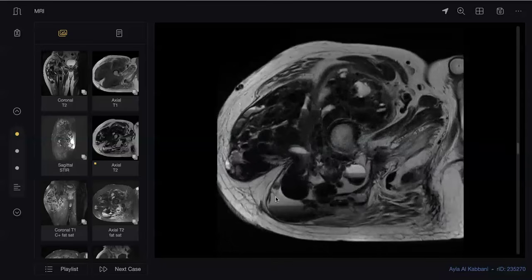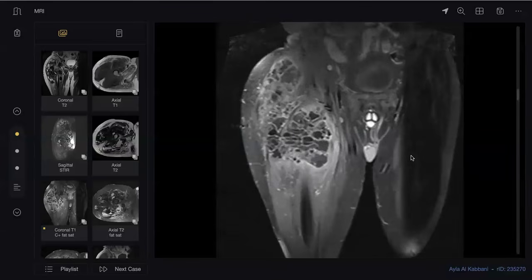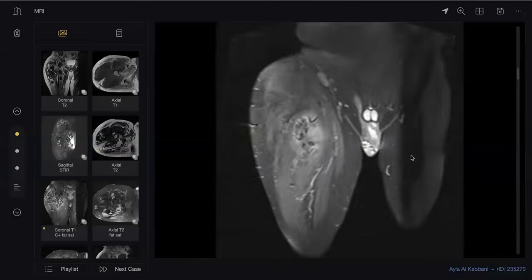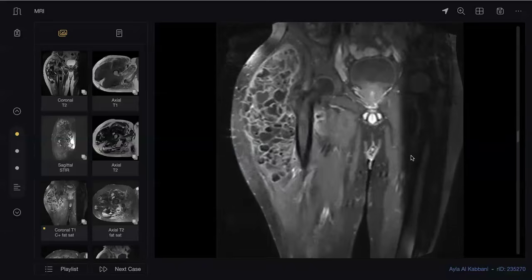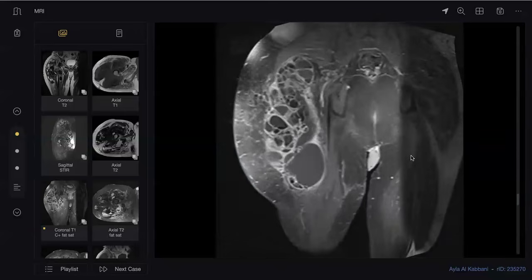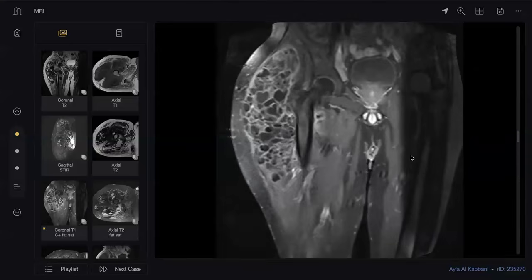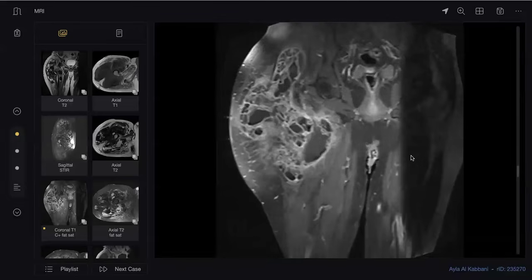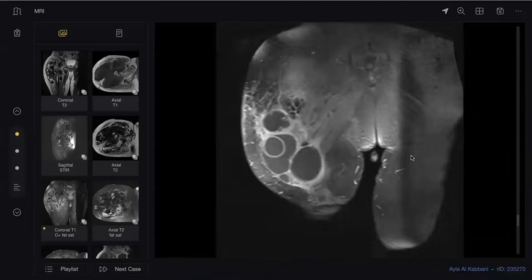Yes, you can look at the contrast now. So now does it look like a synovial sarcoma? No. So what does it look like then? It shows peripheral enhancement and septal enhancement, with no enhancement of the cystic areas.